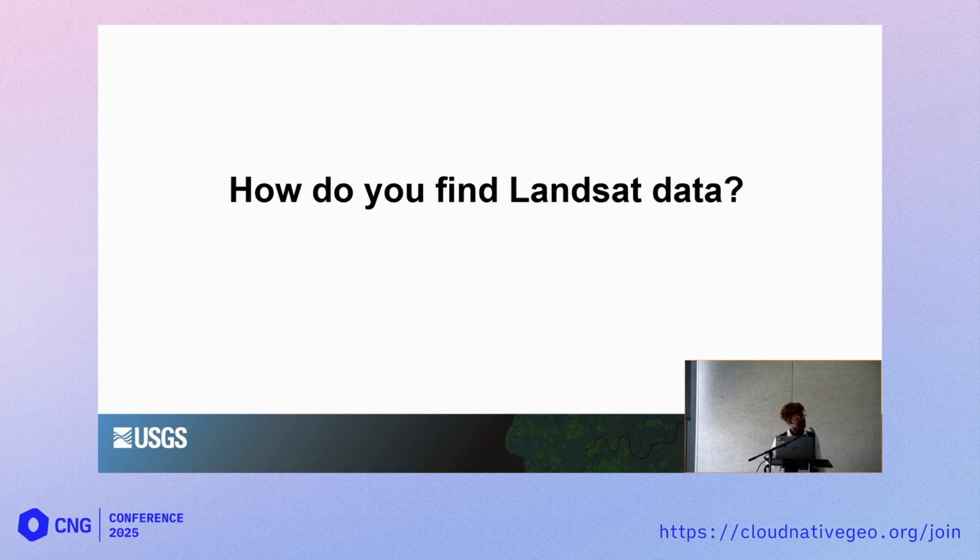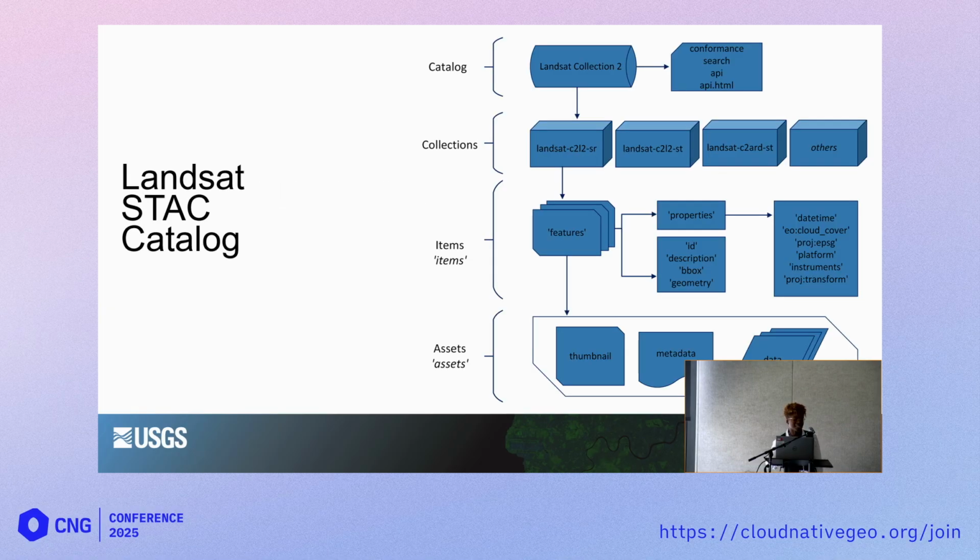So how do we find Landsat data? Simply put, we have a Landsat STAC API, and it's split into the catalog. Of course, you guys saw a lot of STAC talks today. Our catalog is the Landsat Collection 2, which is the most recent processing of all the Landsat archive. That should not be confused, of course, with the STAC collections. That's just how we call the current archive of Landsat data, which we're on Collection 2.